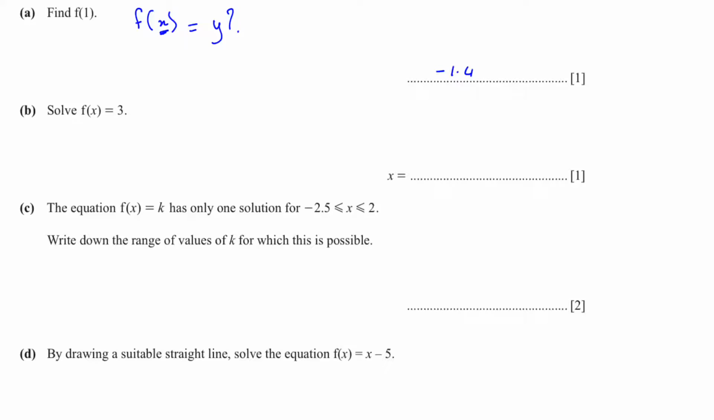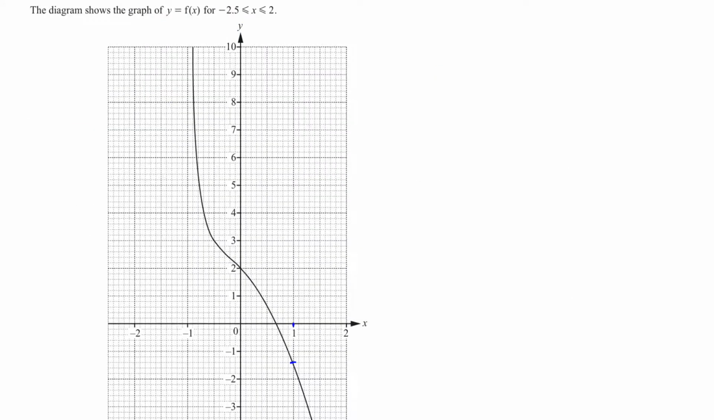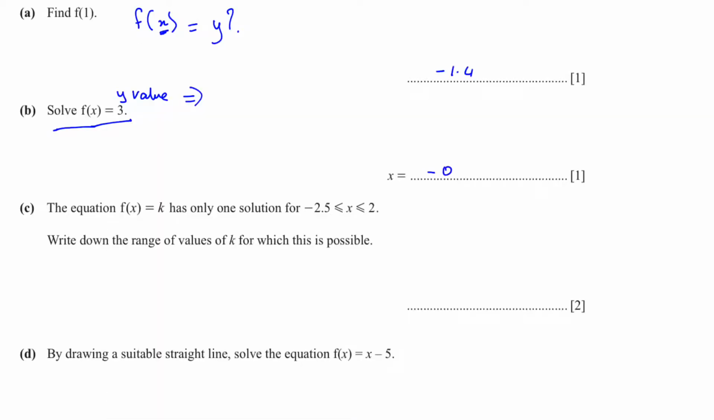Next question, solve f of x is equal to 3. When the number is after the equal, it means this is your y value and you have to find the x value. So f of x is equal to 3 is this line here, and the corresponding y value is negative 0.5.